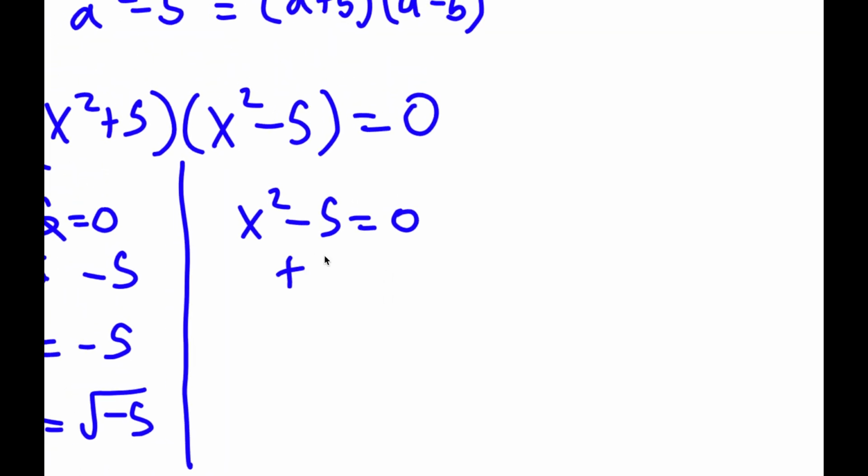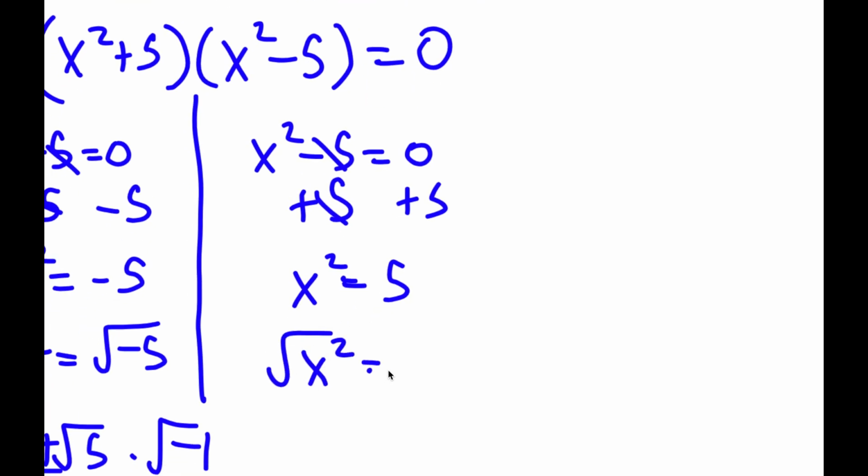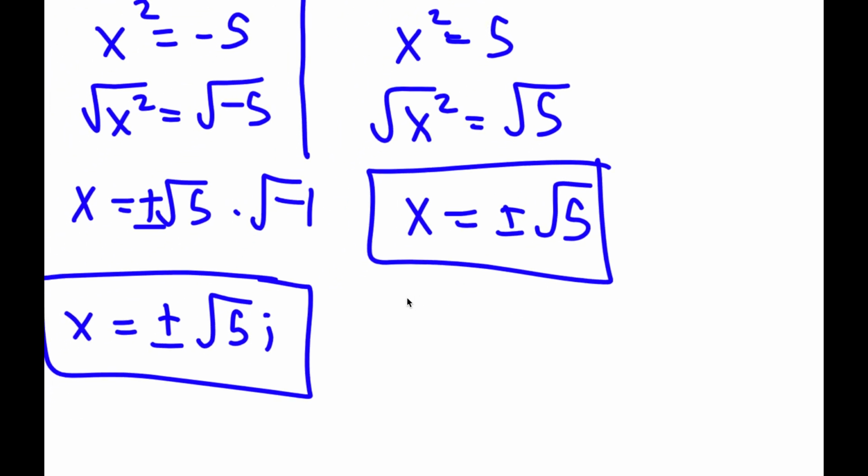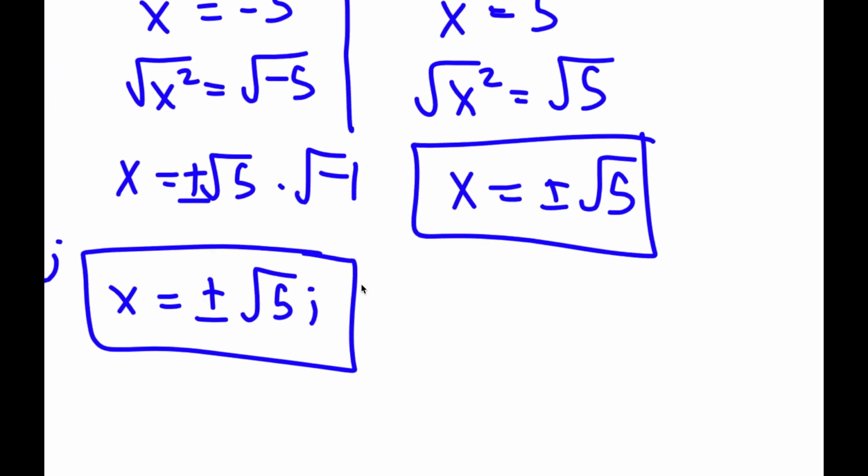Now for here, I have x squared minus 5 is equal to 0. I'm going to add 5 on both sides. Now I have x squared is equal to 5. Now if I take the square root on both sides, square root of x squared is x. The square root of 5 gives me positive or negative square root of 5. So these are two solutions. So these are my 4 solutions to this problem.